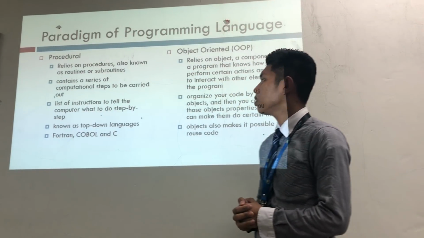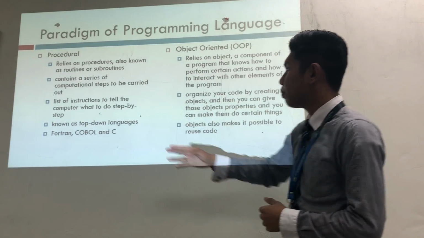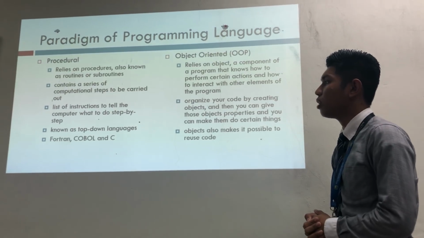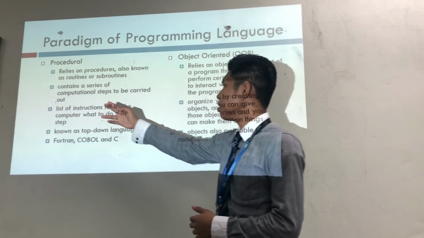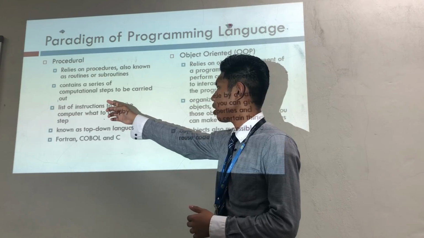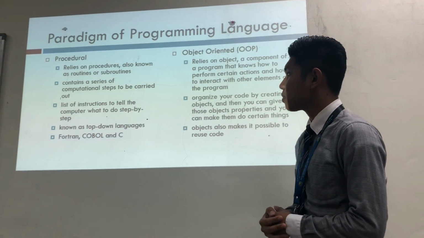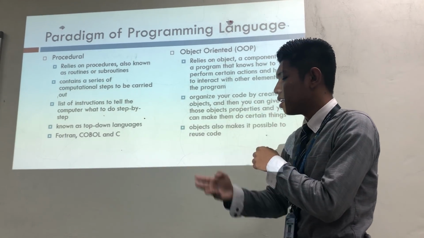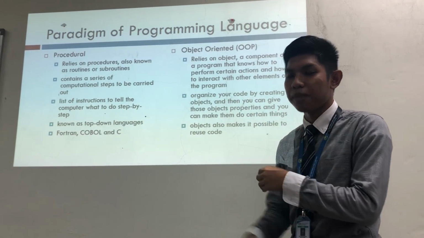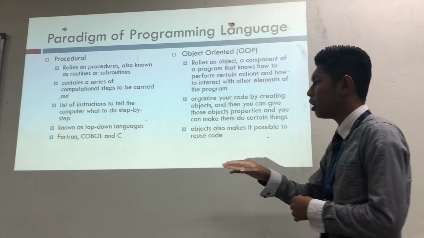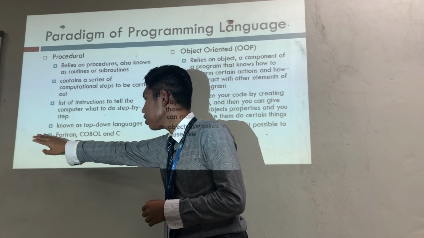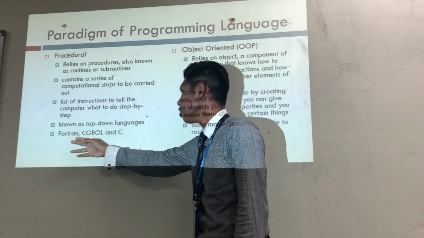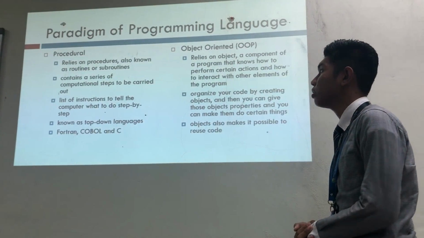Yang pertama, procedural. Poin yang pertama dia kata sini, relies on procedures, also known as routines or subroutines. Yang kedua ni, contains a series of computational steps to be carried out. Dia maksud procedural ni dia adalah cara secara linear, by procedure, step by step. Jadi dia adalah cara yang paling mudah. Contohnya bahasa yang paradigm of programming language yang digunakan untuk Fortran, COBOL, and C language.